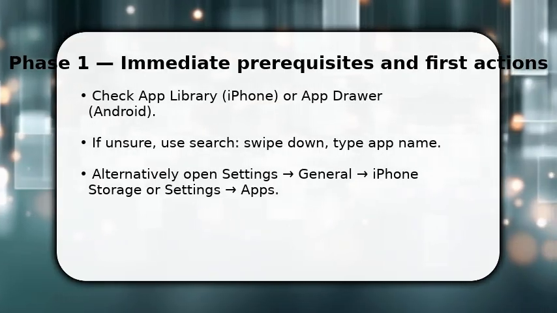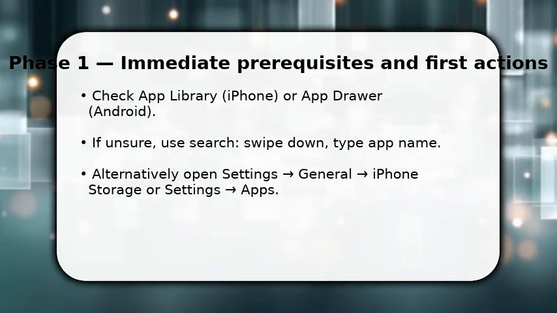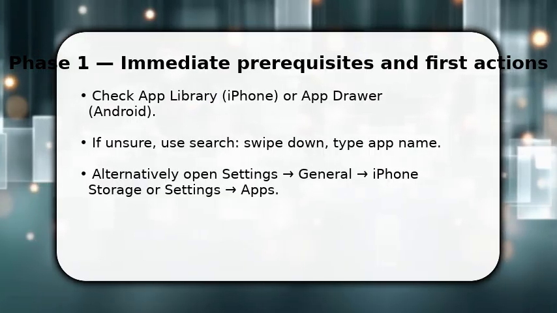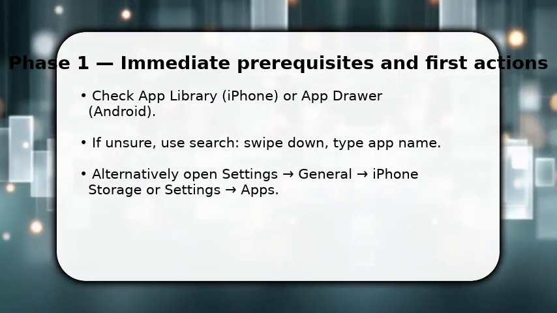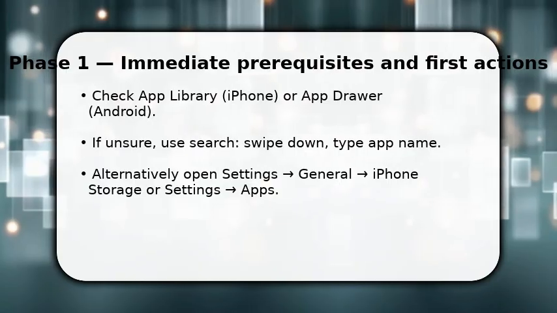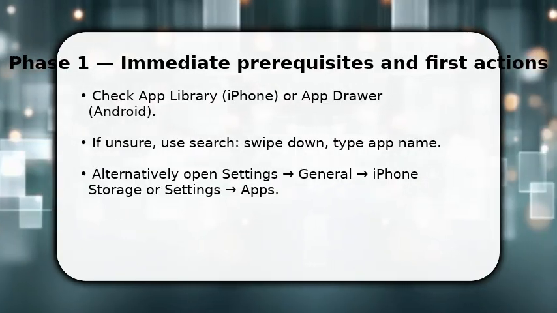If search fails, open settings and go to storage or apps to list installed packages. Doing this verifies the app is still installed, which matters because a missing icon doesn't mean it was uninstalled.